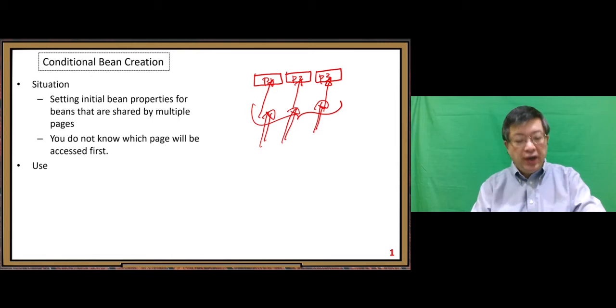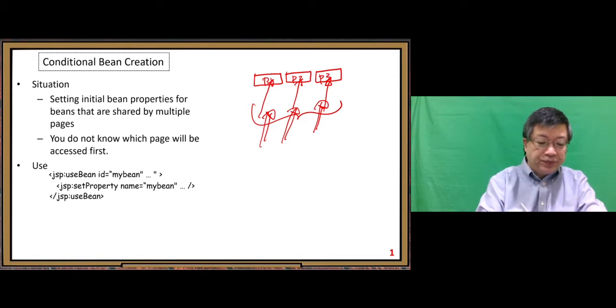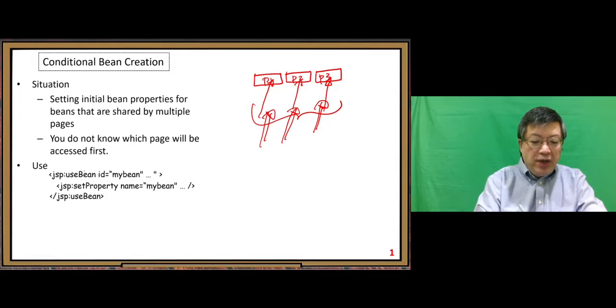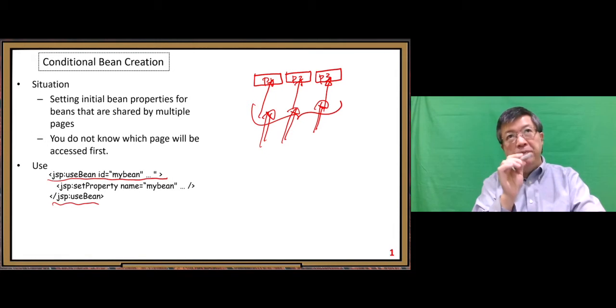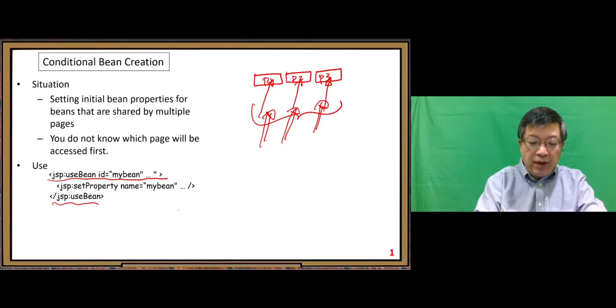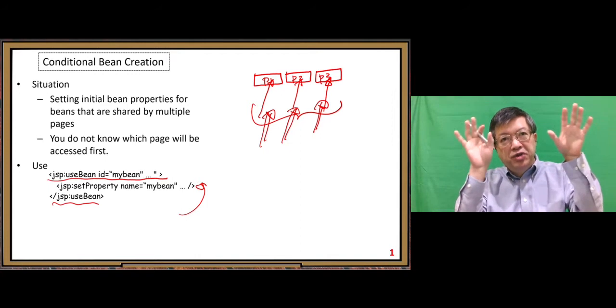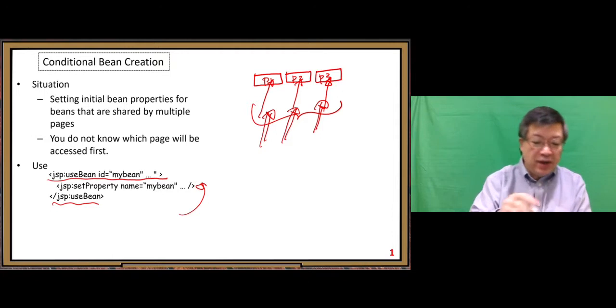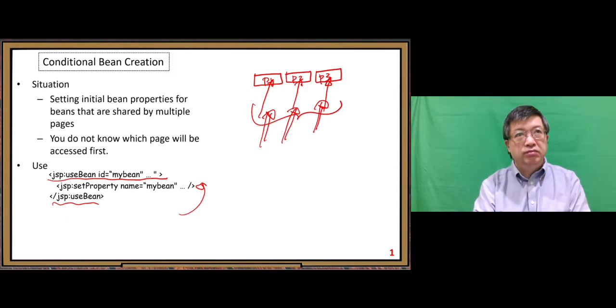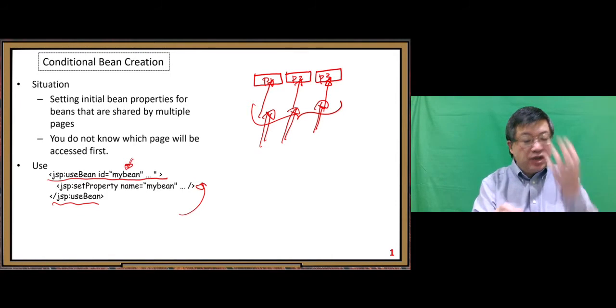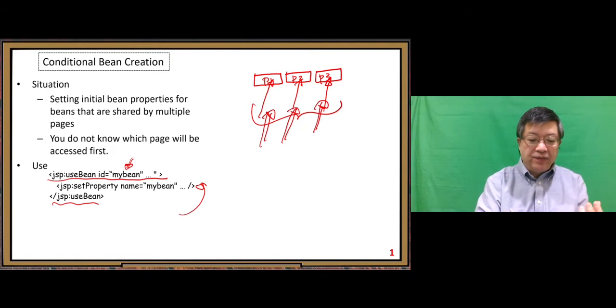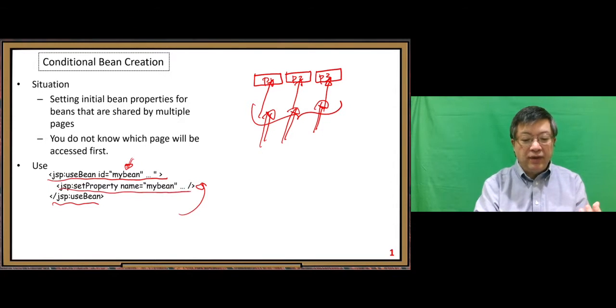How do we use it? Here, the example is this. jsp:useBean with an id. The tag, the JSP action, is used as before, but now you set a property inside that jsp:useBean element. That's the conditional bean creation. That means if this bean does not exist, then you set a property of it.